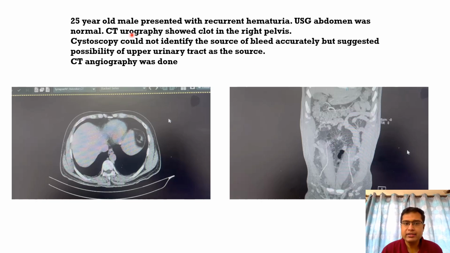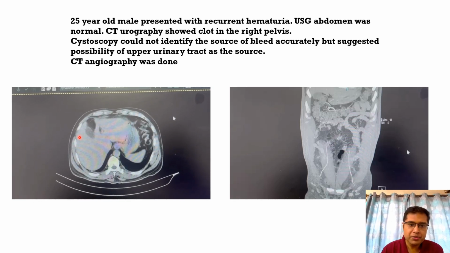So based on that, cystoscopy was done, but they could not accurately identify the source of the bleeding. They suggested a possibility of upper urinary tract involvement, because in the lower urinary tract they could not find anything, and the upper tract was actually obscured because of the clot. So hence we suggested a CT urography for this particular patient.